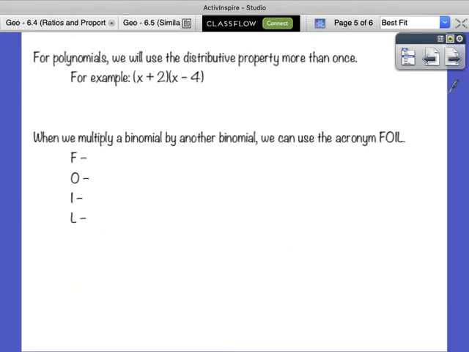Now we're gonna learn what we do for polynomials when we multiply two polynomials, because so far, all that we've done is multiply a polynomial by a monomial. We multiply a polynomial with many terms by one term, a monomial. Now we're going to learn how to multiply a polynomial times another polynomial. So for polynomials, we'll use the distributive property more than once.